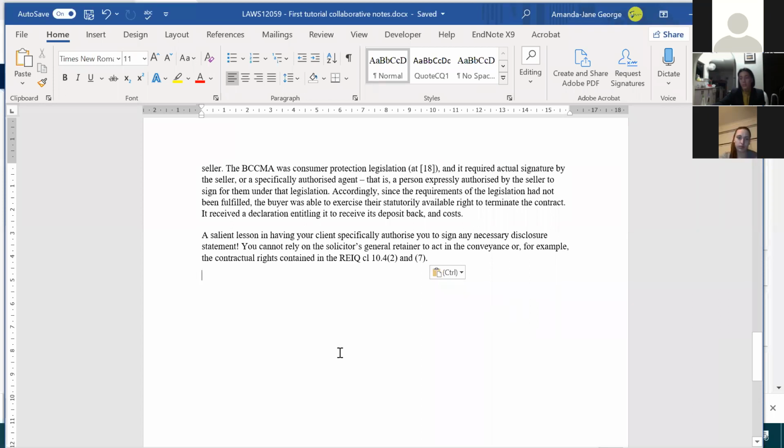Yeah, it still says that it's still a requirement that the statement be served pre-contract. So if your client has already formed the contract without giving the disclosure statement, then there will be problems. In saying that, Amanda, can a disclosure statement be sent at the same time as a contract? That's what happened here.